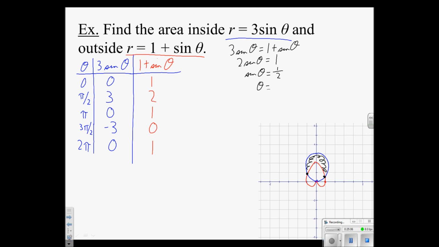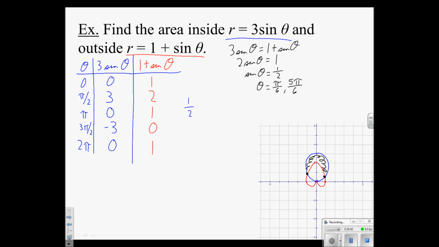And so theta is going to be, let's see, sine is 1/2 at pi over 6, and again at 5 pi over 6. Okay, so those are my intersection points. And so to find this area, I'm going to have to find the area that's inside the blue part. Again, we could use symmetry here if we wanted to, not a bad idea.